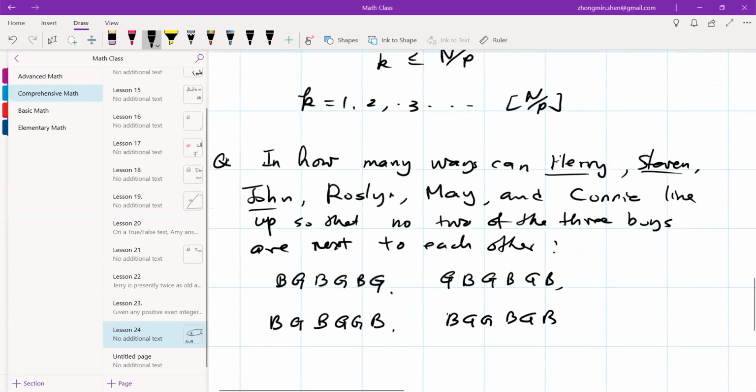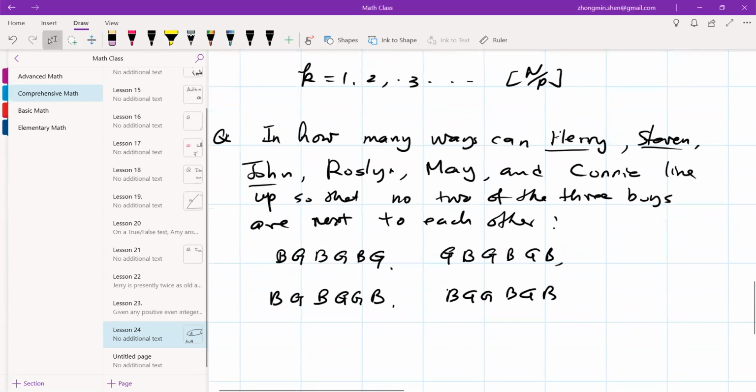Any other possible patterns you can think about? Suppose you begin with a girl, I don't think you are going to make it. So for the second case, two girls next to each other, you must begin with a boy. So those are four possible patterns. BGB, GGB. Okay, so we already have one.